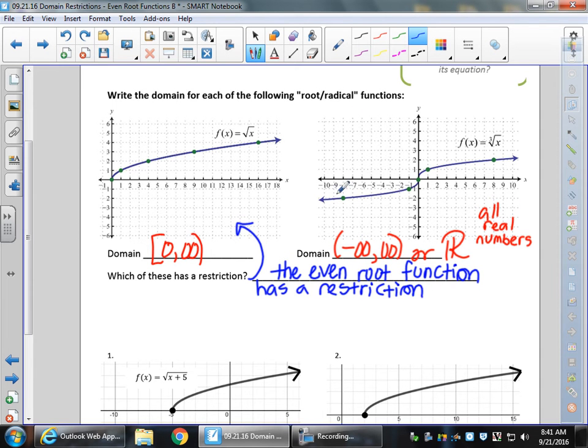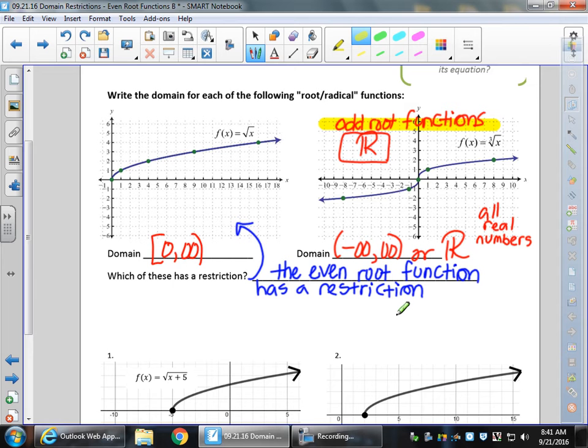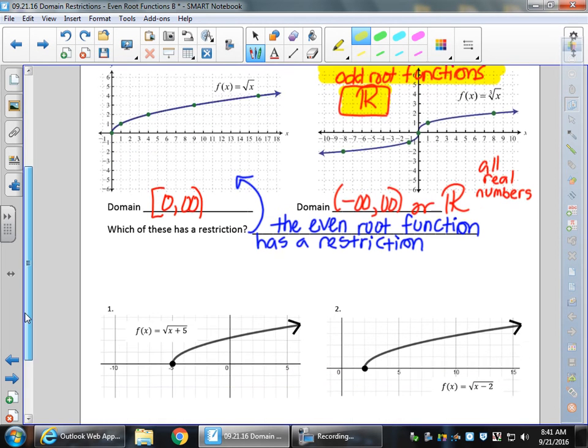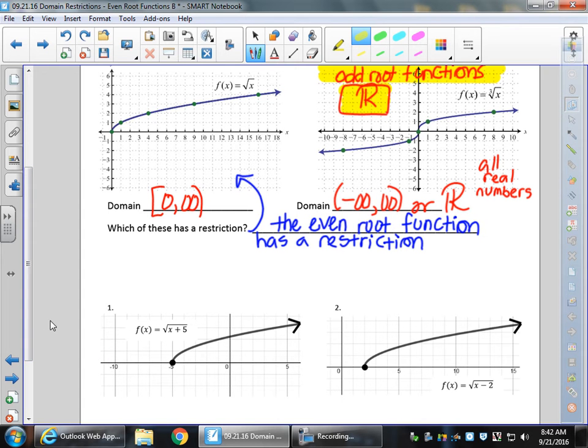Did the odd root have a restriction? No, so we have another one that does not. So let's make a note. Odd root functions, all real numbers. Odd roots, all real numbers. Even roots, we have restrictions. Let's keep our discovery going. The question still stands.